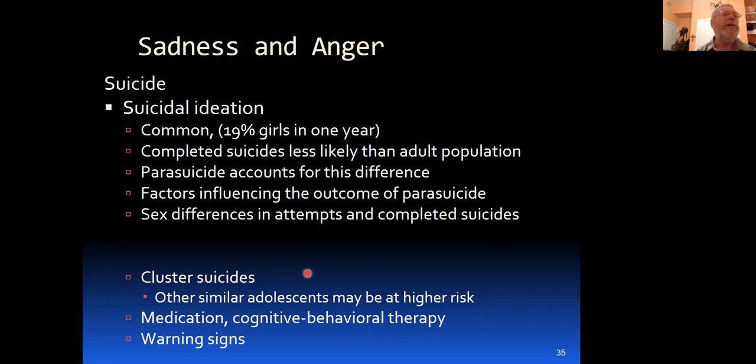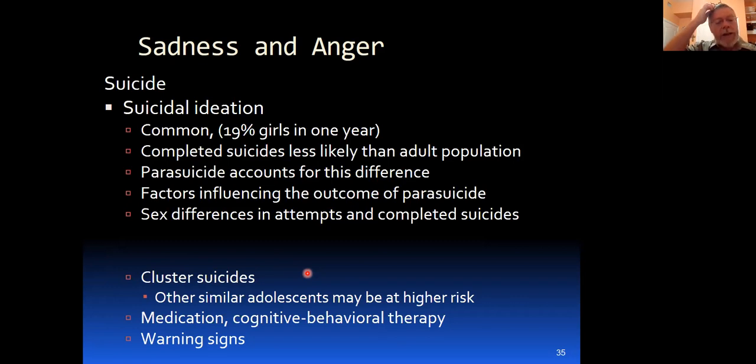You may also see warning signs, things that they might say or do. They might give away their most prized possessions. They might say things like, well, I'm never going to be seeing you again. Sometimes the warning signs are a little subtle. One of the things we do know, though, is that adolescents who lack strong relationships with others are at higher risk as well. When they withdraw from relationships, sometimes this can be a warning sign.